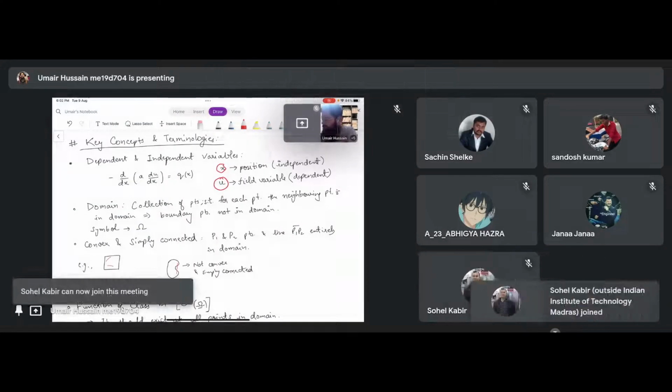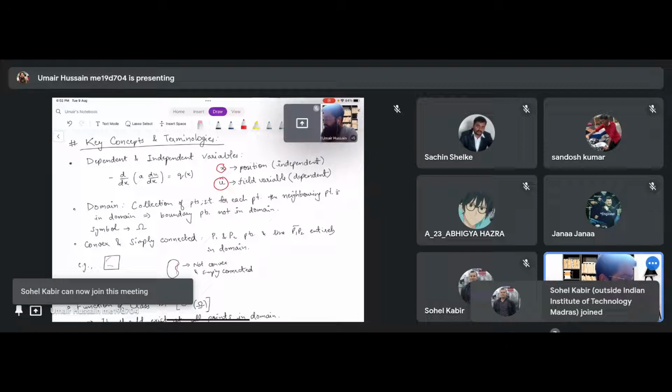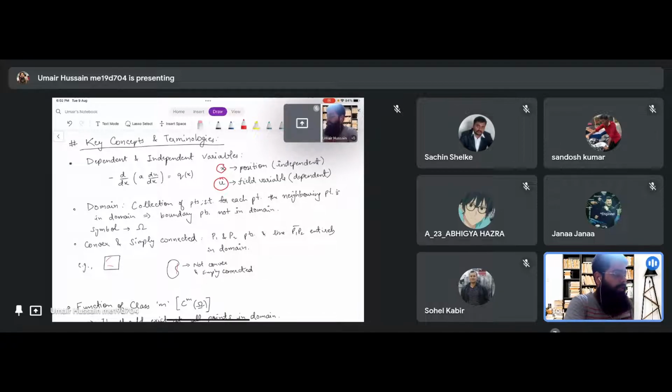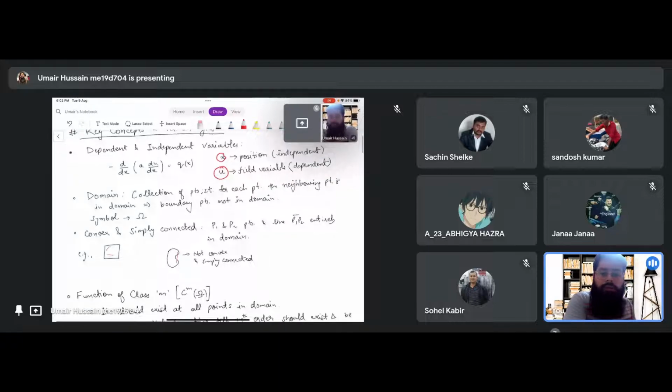The next term would be the domain. Domain is a collection of points such that for each point, its neighboring points are also in the domain. This type of definition helps us to distinguish between a domain and its boundary. In colloquial language, in case of 1D it's a 1D segment, in 2D it's an area, in 3D it's a space. So whatever the area is under consideration of our differential equation, that is called a domain.